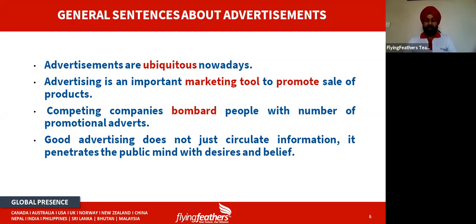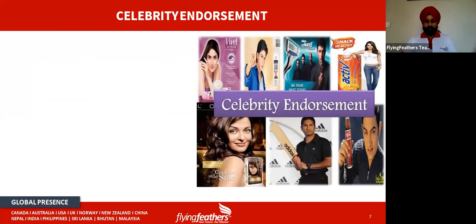Belief means that they become convinced after seeing the advertisement that the product is good. If good information is provided about the product, then definitely the product is good. Okay. Now, coming to the next part, we call it celebrity endorsement.